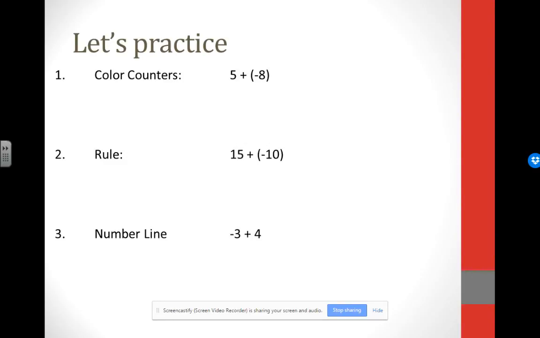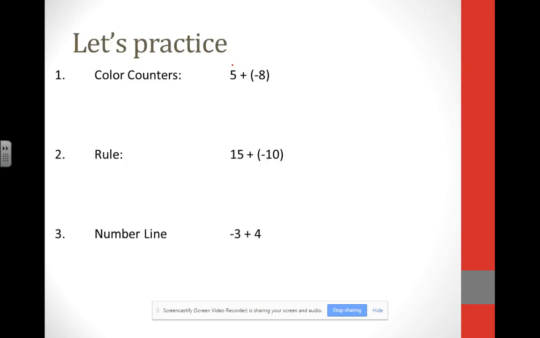So our first example, we are actually going to be looking at all three of the different ways that we're responsible for integers. We are going to need to look at the color counters, the rule, and the number line. So we're going to start off with our color counters, and looking at example number 1, we have a 5 plus a negative 8.